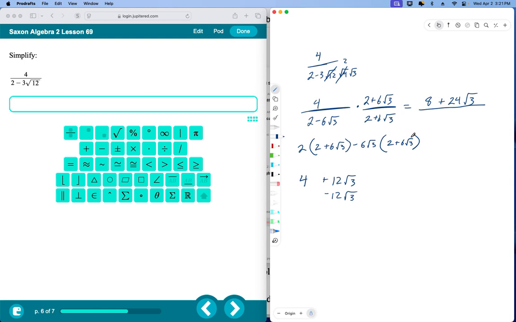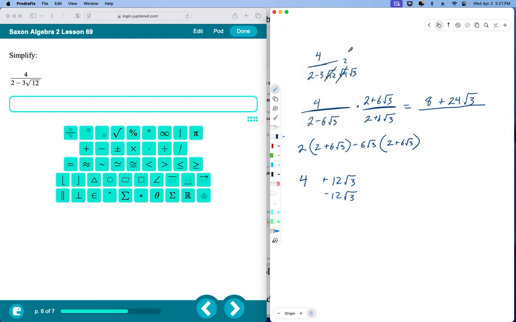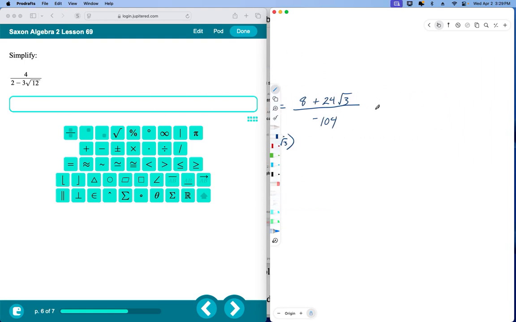And then we have square root of 3 times square root of 3, which is going to be negative 36 times 3. So 36 times 3 is going to be 108, so negative 108, that's going to be a negative 104. All right, so we've got negative 104 as the denominator. We know we can't have a negative, right? So we're going to multiply everything by negative 1 over negative 1. We can't have a negative in the denominator, so that's going to equal negative 8 minus 24 times square root of 3 over 104. But now I see that we've got some commonality here.